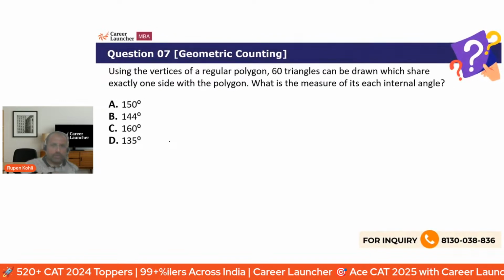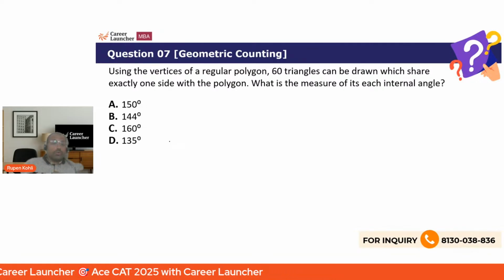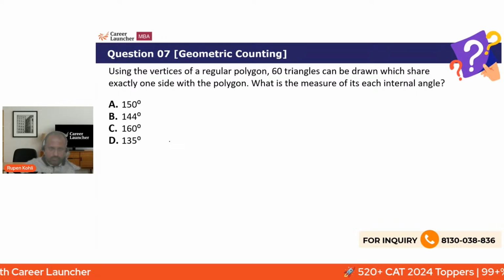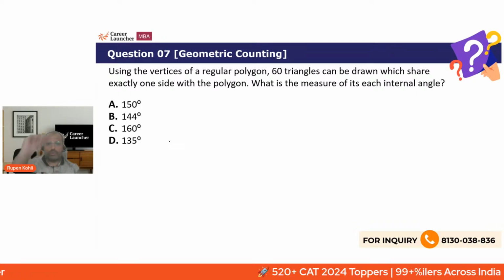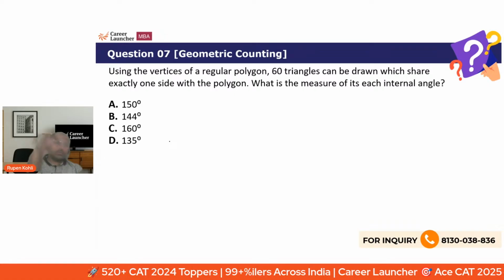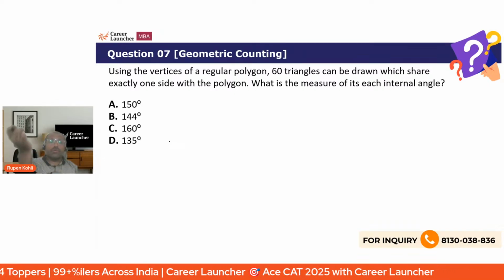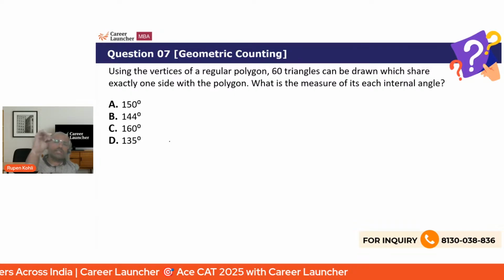Now let's see this one. Using the vertices of a regular polygon, how many sides this regular polygon has is not given. The question is saying 60 triangles can be drawn which share exactly one side with the polygon.